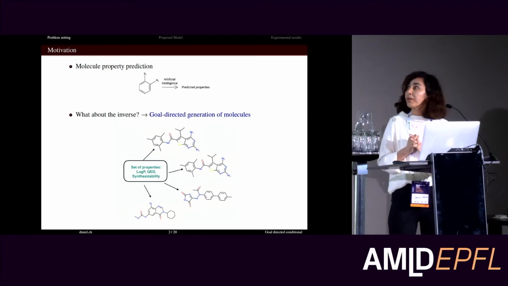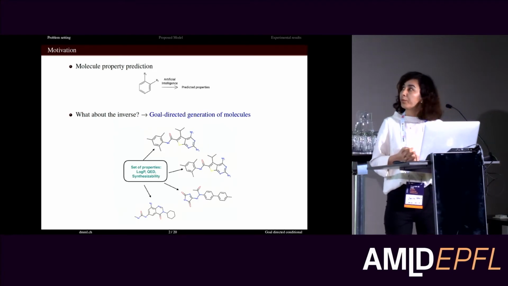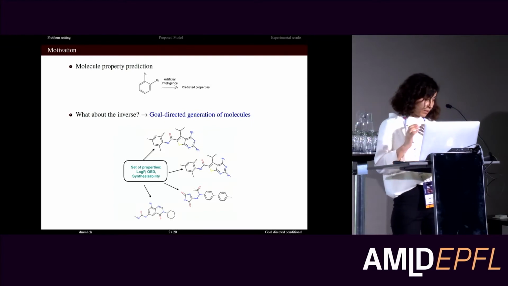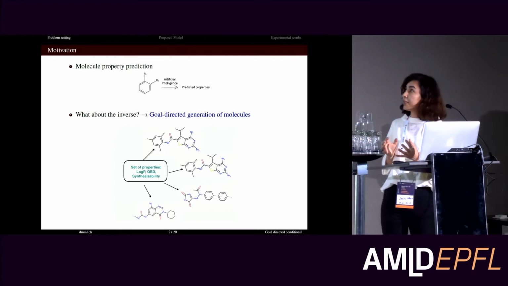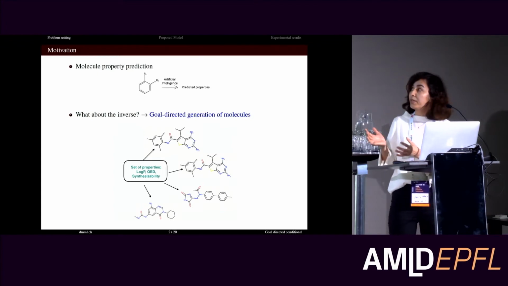We have been looking at the problem of doing the inverse of molecule property prediction. Given a set of properties, can we generate multiple very diverse molecules that actually exhibit such properties?